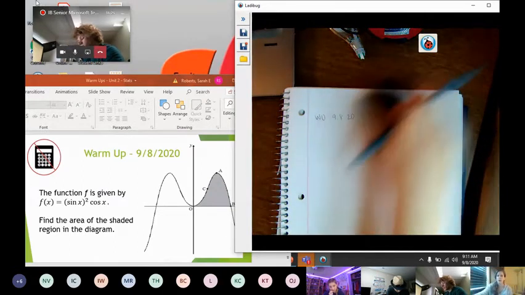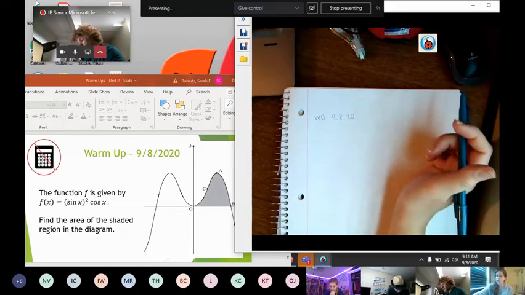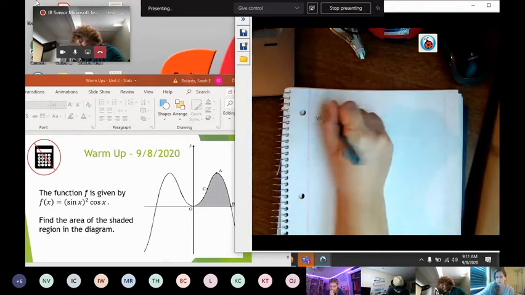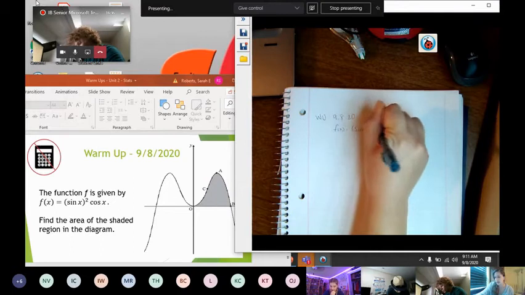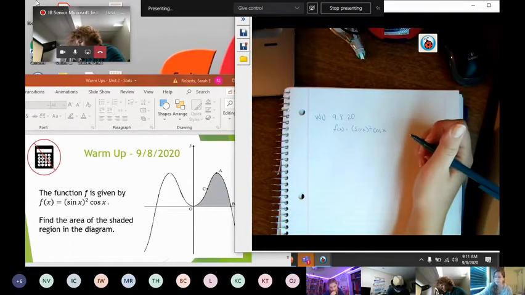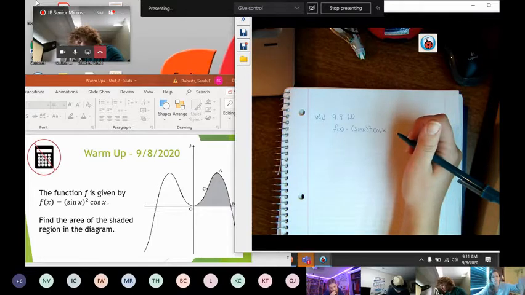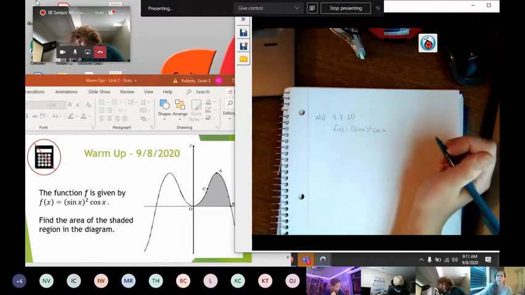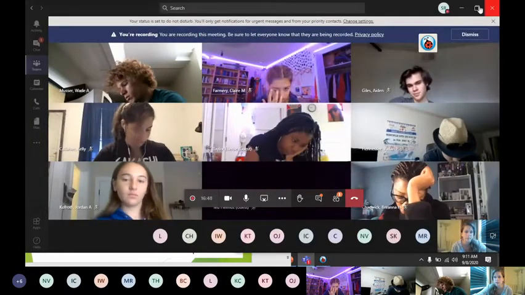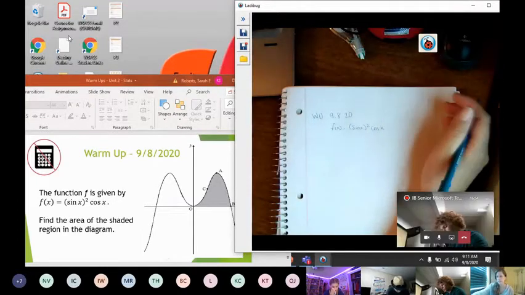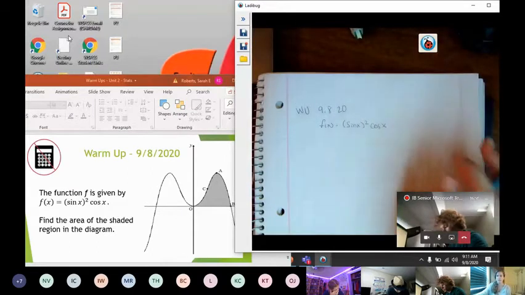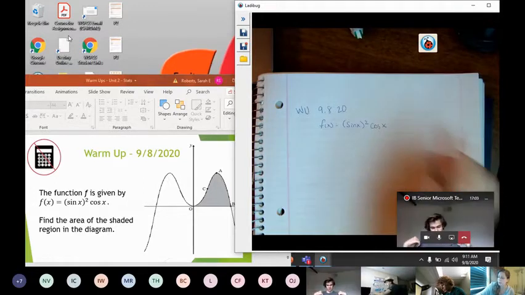There we go. Okay, so we have the function f given by f of x equals sine of x squared cosine x. Find the area of the shaded region. Douglas, what should we do first to solve this problem? Do you set up an integral? Yeah, we need to set up an integral.